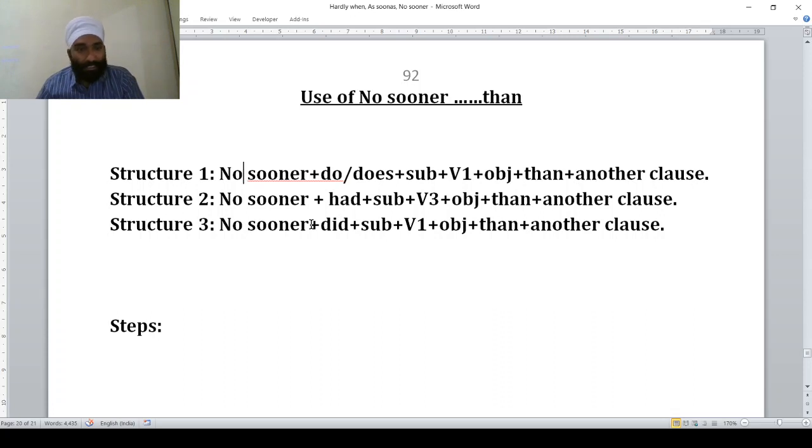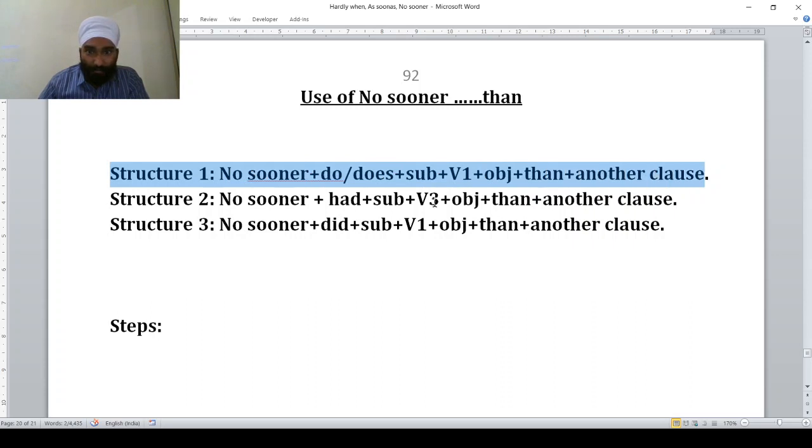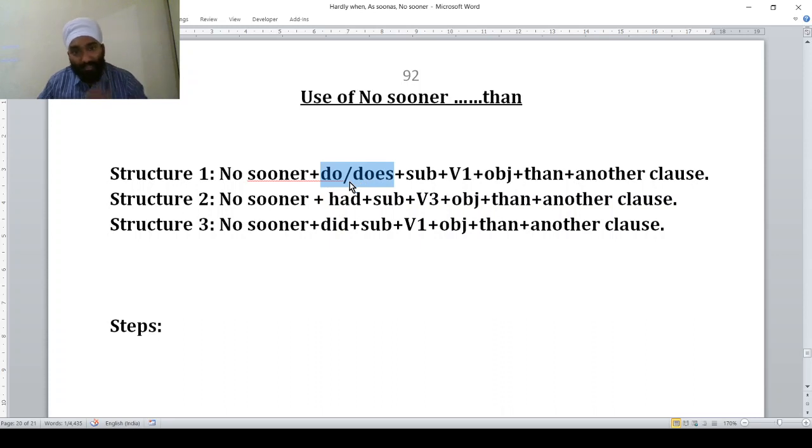So you can see on the screen, the first structure is no sooner plus do/does plus subject, verb first form, object, than and another clause. Here we are using than before another clause and no comma is used to join another clause. This first structure pertains to the simple present tense. From do/does we can identify this is a simple present tense.